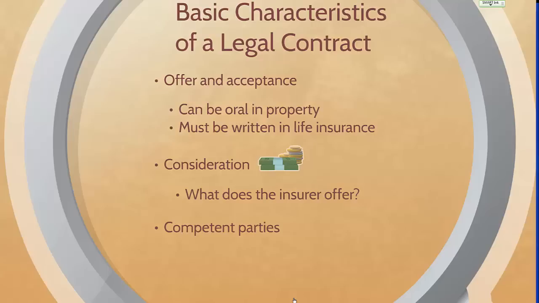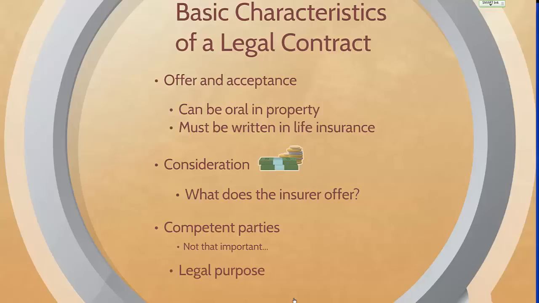Next, parties to a contract must be competent parties in order for it to be a legal contract. This generally means that they must be of a certain age and that they must not be intoxicated or insane. But in insurance, this is not nearly as big a deal as in other contracts, and you'll see why in just a moment. Next, a contract must be of legal purpose.